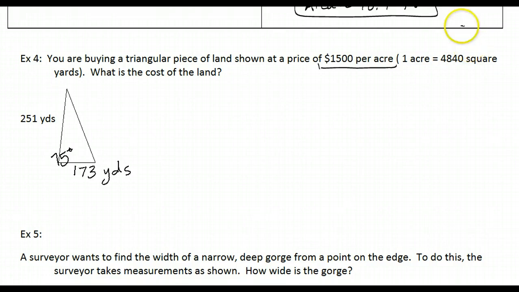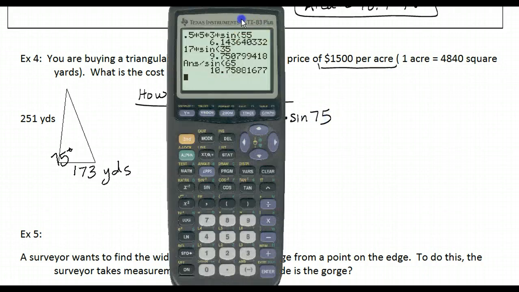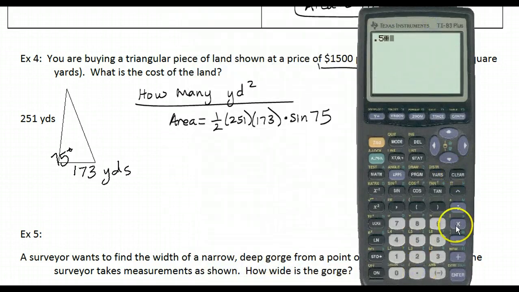So, in order to figure this out, first I need to know how many acres of land am I buying. So I need to know basically how many yards am I buying, because then I can convert it into acres. So my first question is, how many yards squared of land am I getting here? Meaning I get to use my area formula, yay. Conveniently, they already gave you two sides and the angle in the middle. So I've got 1/2 times 251 times 173 times sine of the angle in the middle. And I get 20,971 point something something something.